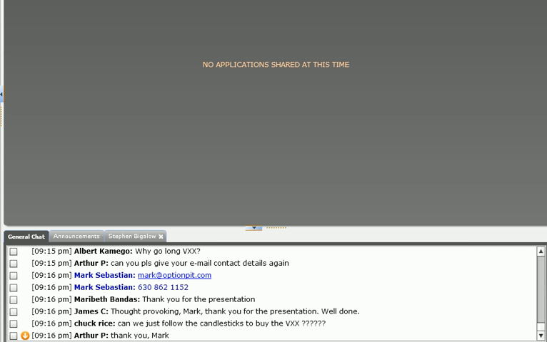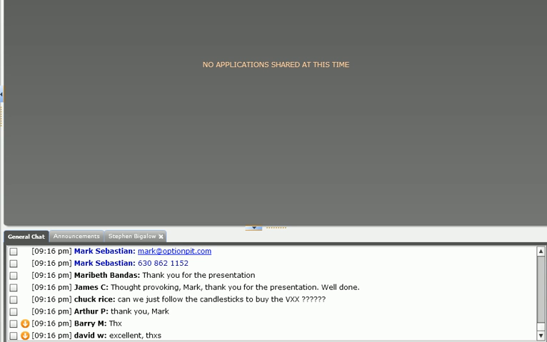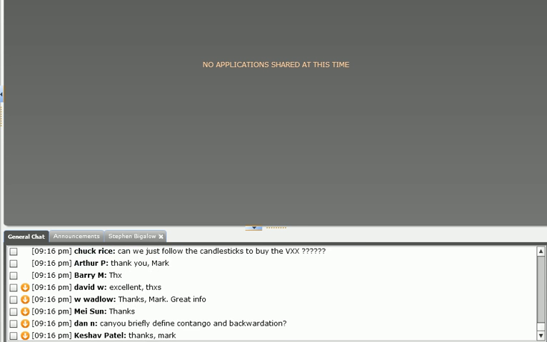Can we just follow the candlestick to buy VXX? I don't know. That's Stephen Bigelow's candle. I would never make a candlestick assumption with Stephen Bigelow in the area. Yeah, thanks, guys. It was so much fun.